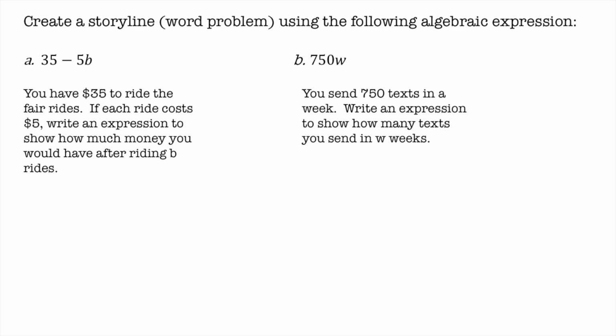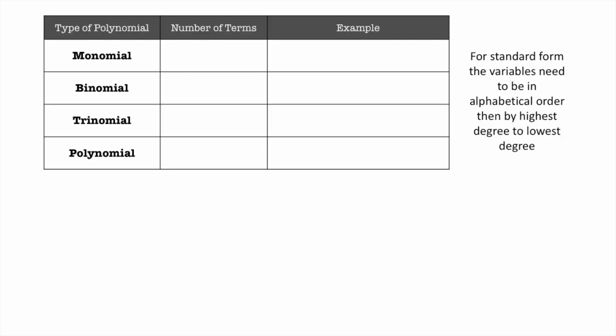So you just take the expression and work your way backwards to create the problem. And now we're going to fill in the table. So you have types of polynomials, number of terms, an example for each one. And remember, standard form is where the variables need to be in order from alphabetical first, and then the highest degree to lowest degree. So starting out with monomial, M-O-N-O is mono, which is 1.